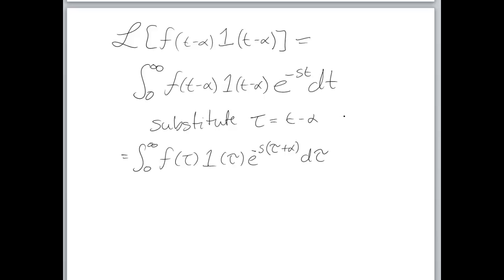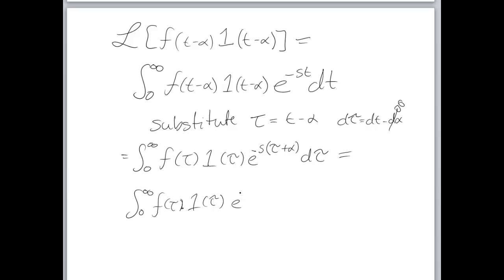So remember, alpha is a constant. So when we take the derivative of tau, that equals dt minus d alpha, but d alpha is 0 because alpha doesn't change. Okay, moving on. Now we have the integral from 0 to infinity, f of tau, 1 of tau.